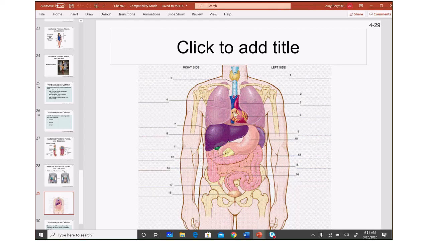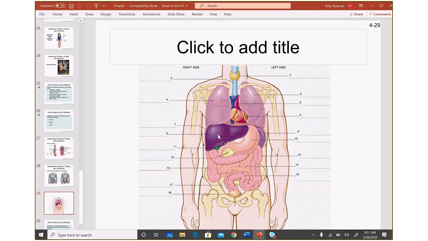Number 7 was that little muscle that divided the thoracic and the abdominal cavities. Do you remember which muscle helped us breathe? The lungs help us breathe, but the name of the muscle started with a D and it separated the thoracic and the abdominal. The diaphragm. Perfect.